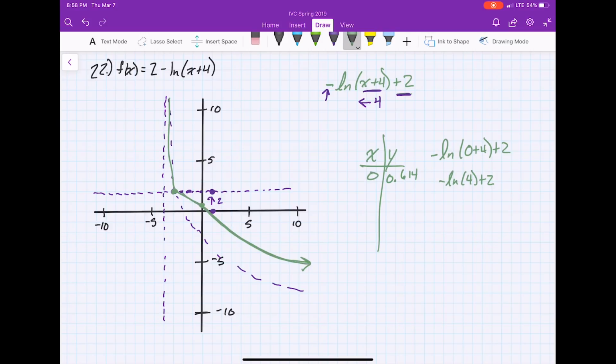I don't know if you call it decaying or getting smaller or whatever. As it goes to infinity, the y value is getting smaller and smaller and smaller. Anyway, so there's 22.